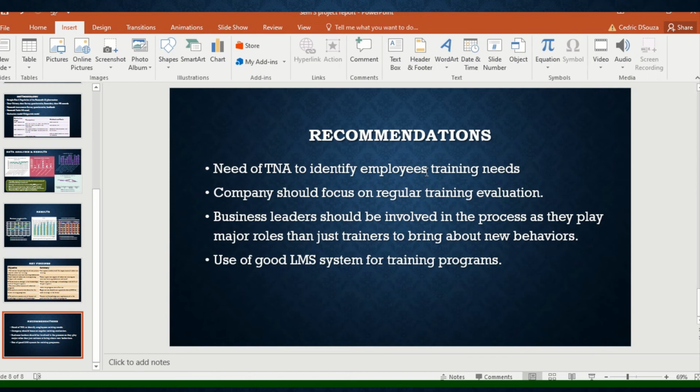The recommendation through this study to the organization is that there is a need of TNA to identify employee training needs. We realized that we missed certain sections that we could have included in this induction training program, and this could have made it better. Also, companies should focus on regular training evaluation, as this was the first evaluation for our company and we should do it regularly. Also, business leaders should be involved in the process, as they play a major role, more than just a trainer, in bringing about the behavioral changes. Also, use of a good LMS system will definitely benefit such training programs in the future.